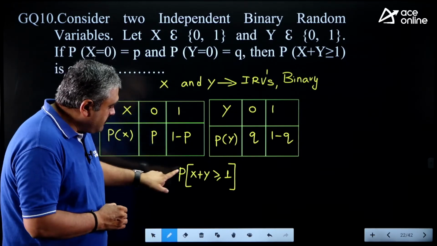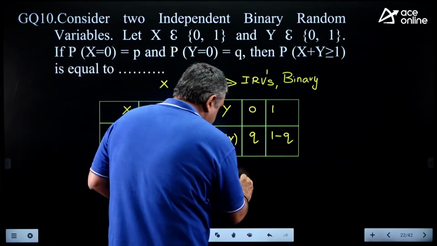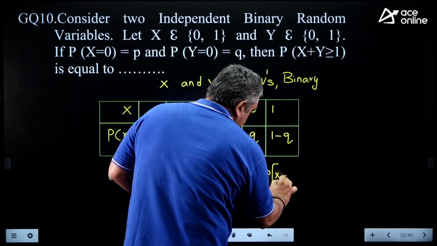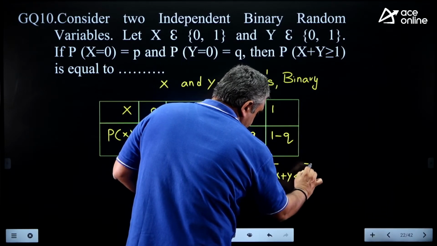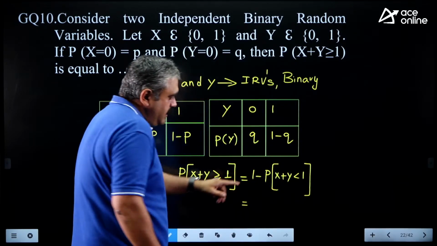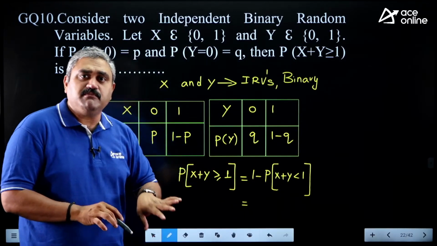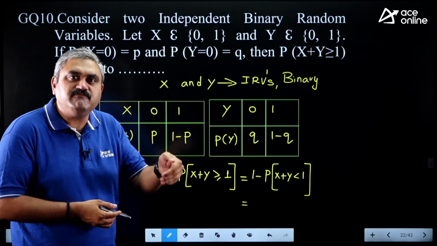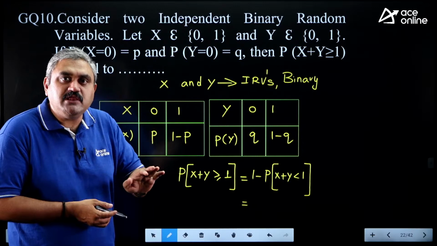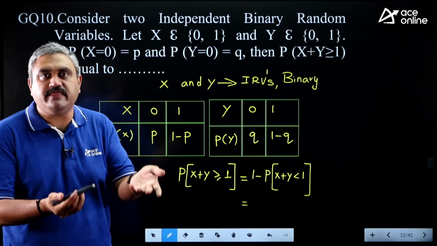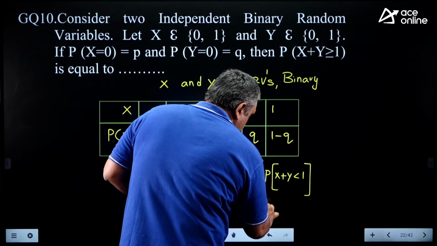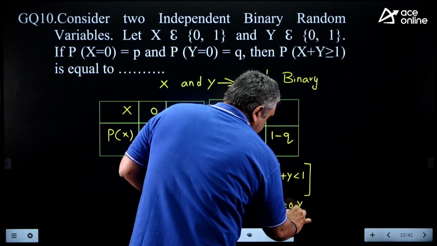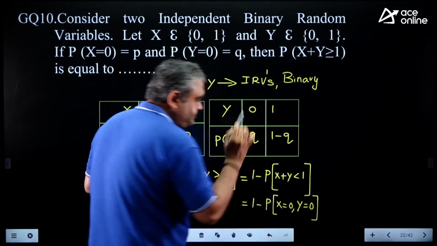That means probability of x plus y greater than or equal to 1, we can also write as 1 minus the probability of x plus y becoming less than 1. Reverse the condition. So when will this happen? When you add x plus y, it should be less than 1. Means obviously because these are binary values, only when x and y are 0 and 0, then only the sum will be less than 1. Even if you take one of the values as 1 or both values as 1, it will be either 1 or greater than 1. That means I can write 1 minus probability of x taking value 0 as well as y taking value 0. Finish.